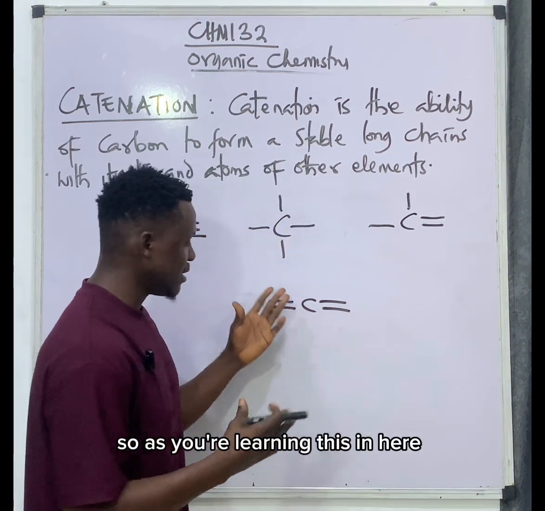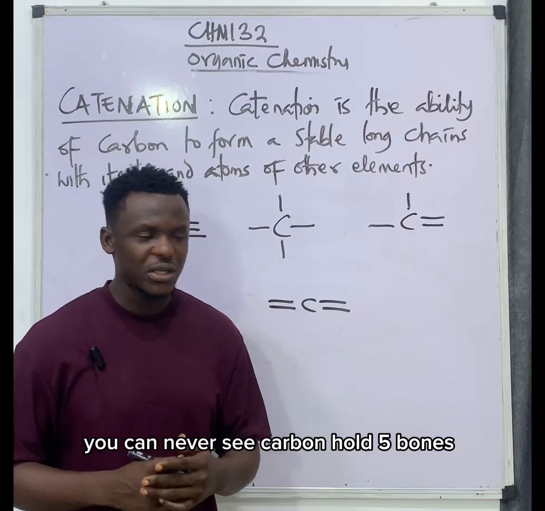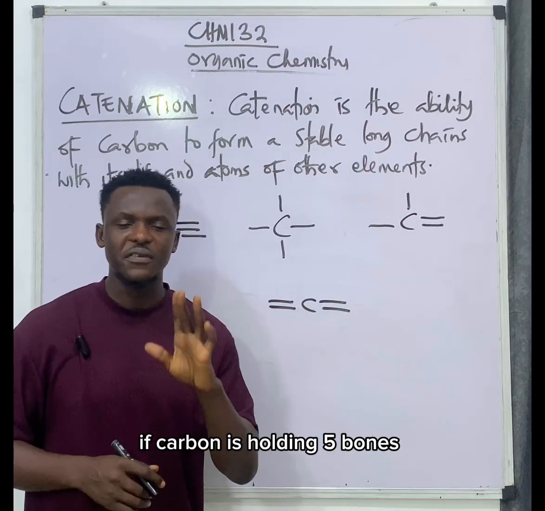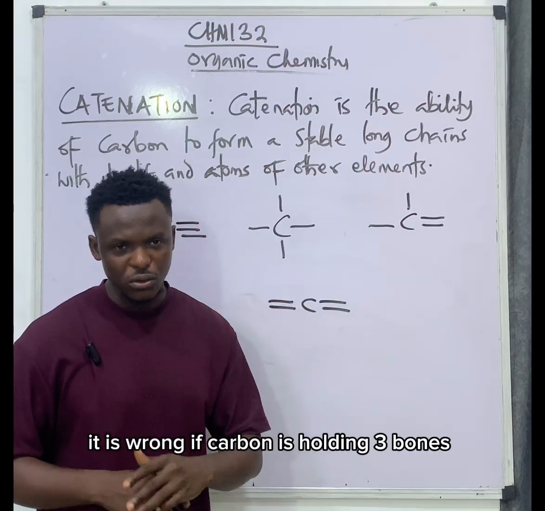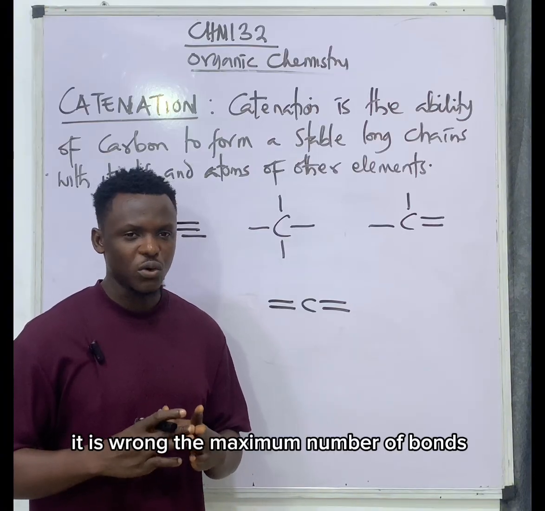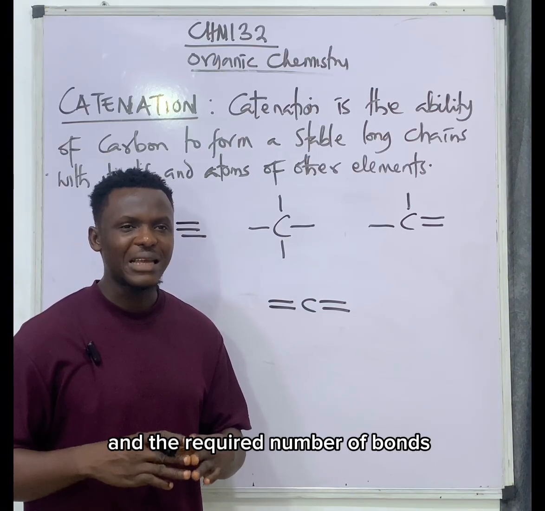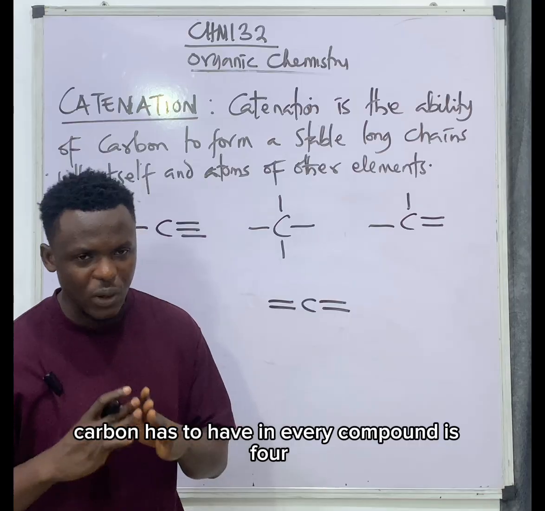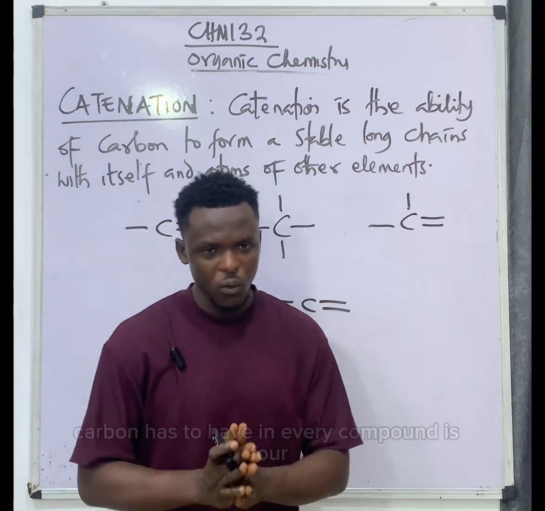As you're learning this, and as we are moving forward in this course, you can never see carbon hold 5 bonds. If carbon is holding 5 bonds, it is wrong. If carbon is holding 3 bonds, it is wrong. The maximum number of bonds and the required number of bonds carbon has to have in every compound is 4.